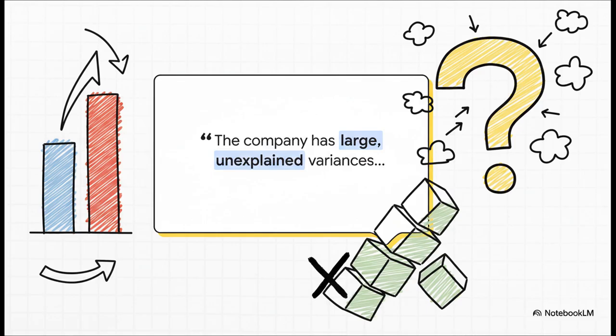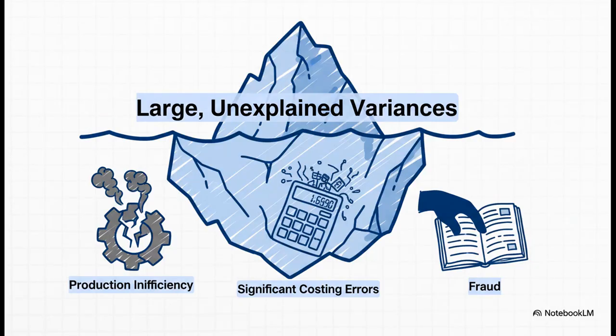Okay, here's another one. You're looking through the variance reports, and you see these huge swings from month to month or year over year. And when you ask management about it, their explanation is fuzzy, or they don't have one at all. This is exactly why it's so risky. Large, unexplained variances are just the symptom. The disease underneath could be major production problems, significant costing errors, or, worst-case scenario, a deliberate attempt to manage earnings by playing games with how variances get recorded.